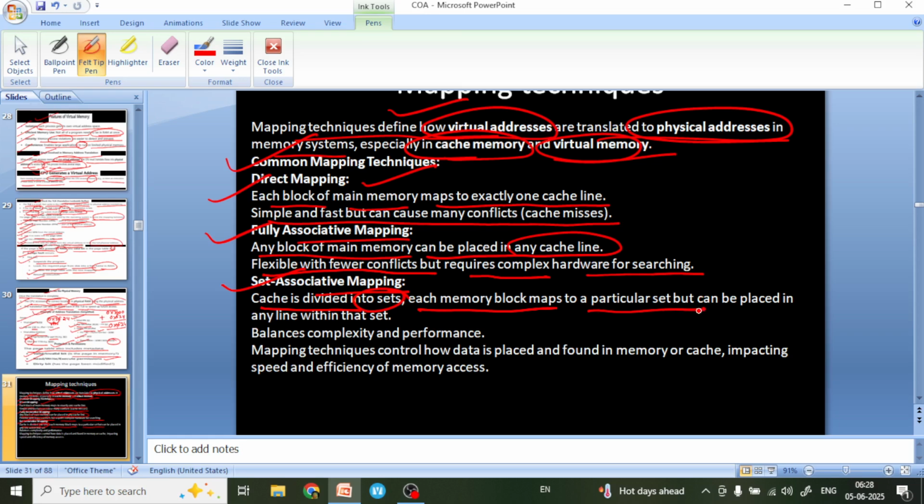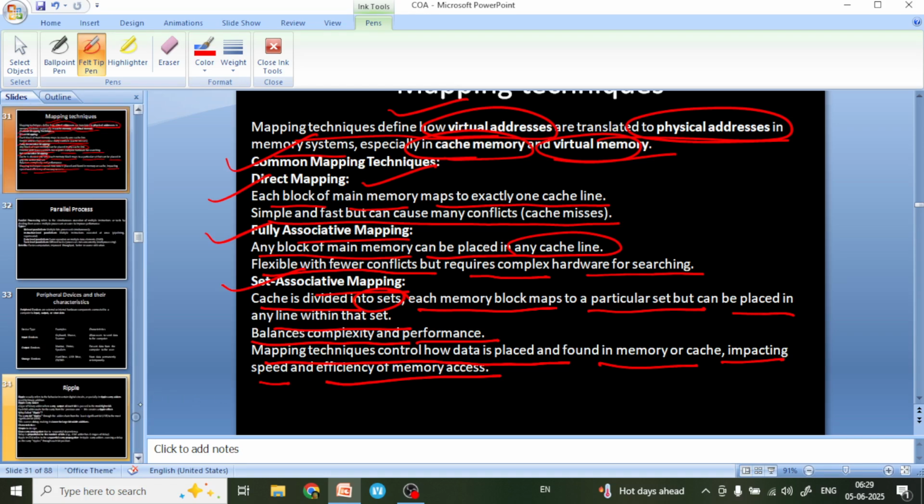Each memory block maps to a particular set but can be placed in any line within that set. This balances complexity and performance. Mapping techniques control how data is placed and found in memory or cache, also impacting the speed and efficiency of memory access.